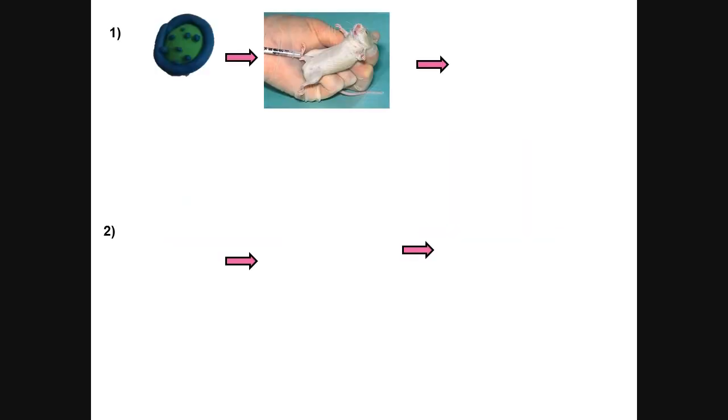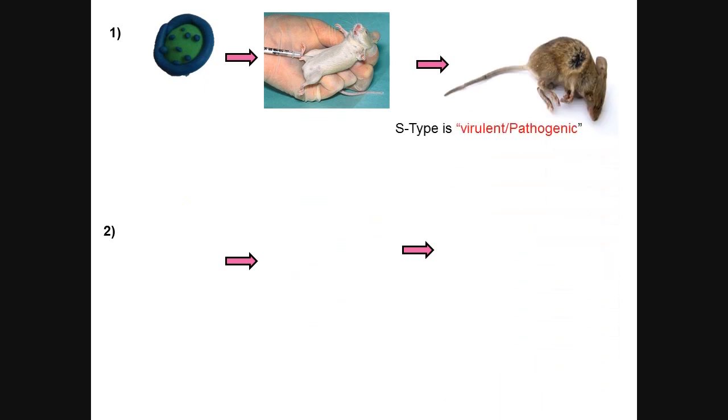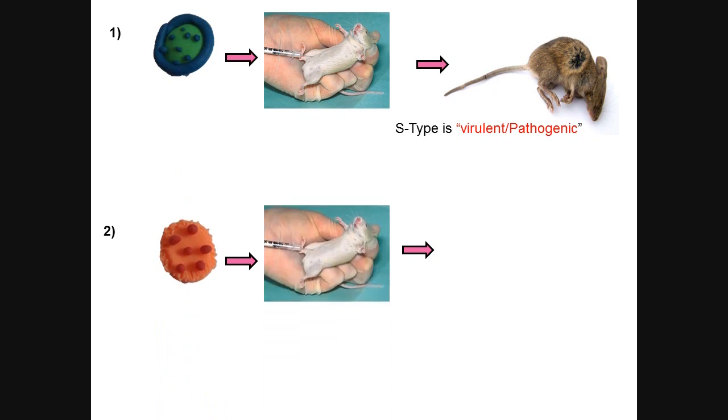Then first he took the S-type bacteria, injected it in mice, observed it, and the mice died. It showed that the S-type is virulent or pathogenic and causes the mice to contract pneumonia. Secondly, he injected R-type bacteria into mice. The mice lived. That concluded that the R-type is avirulent or non-pathogenic. It doesn't cause pneumonia in the mice.